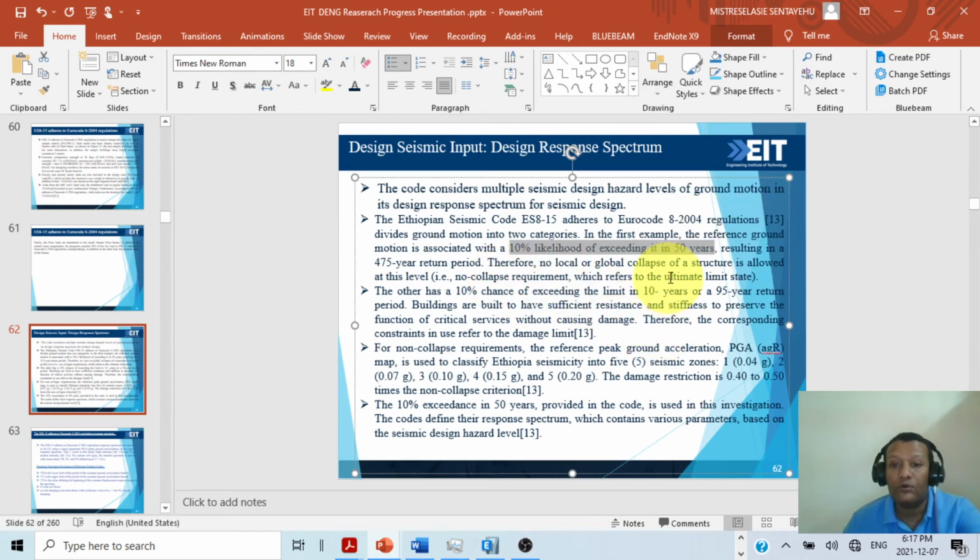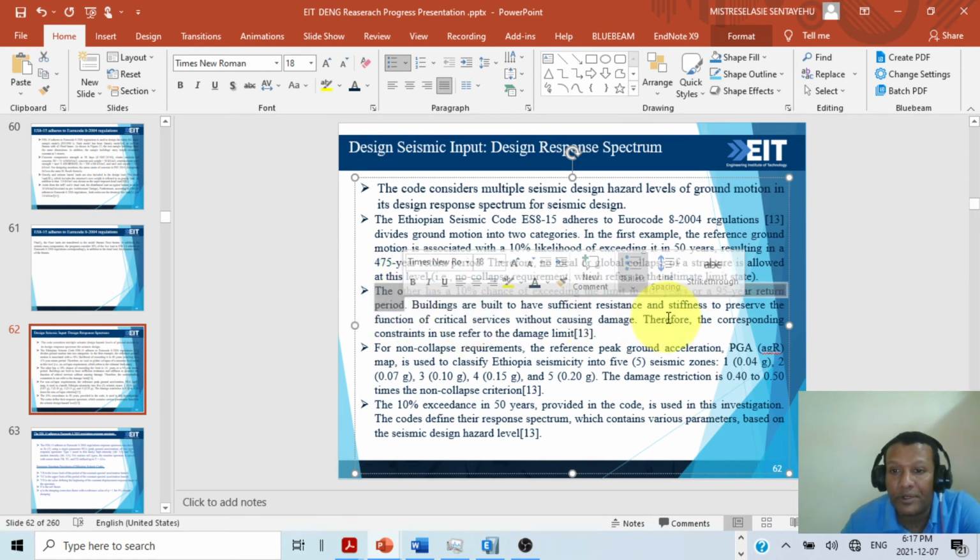Therefore, no local or global collapse of structure is allowed in this level. No collapse requirement, which refers to the ultimate limit state. That is what we call it. The other has 10% of chance of exceeding the limit in 10 years or in 95 years return period. But unfortunately, this one was removed from Utopian building code once the new code was adopted.